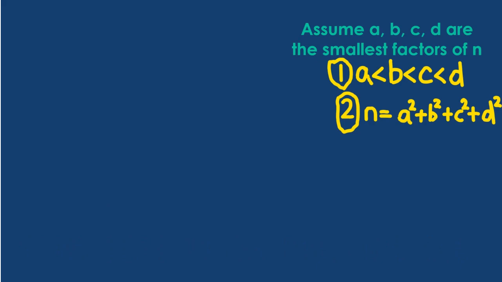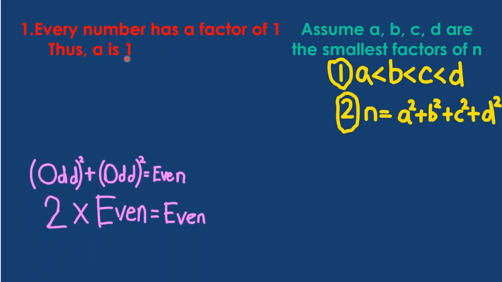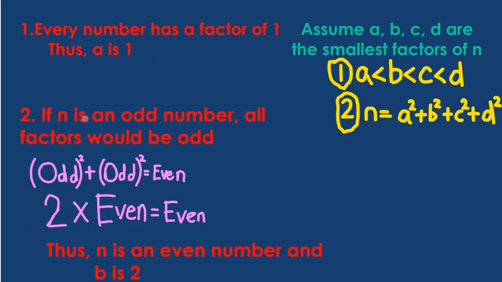Now, assume that A, B, C, and D are the smallest factors of n, which is what we want to find. So n is equal to A squared plus B squared plus C squared plus D squared. Now, every number has a factor of 1, so A has to be 1. Now, we are going to consider n.